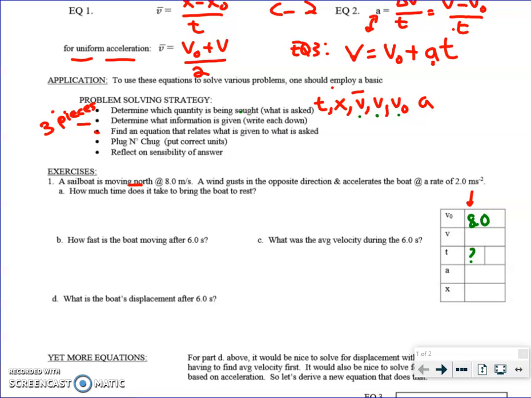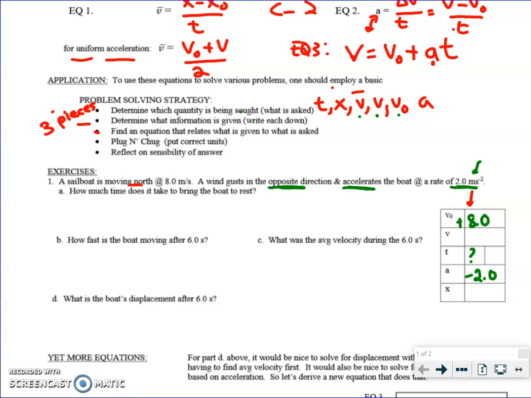A wind gusts in the opposite direction and accelerates it at a rate of 2 meters per second squared. So that should be pretty clear, and the units are, again, a clue. That's our acceleration. But the opposite direction we have to be careful of. Opposite direction means that it's negative. If our initial velocity was positive, then our acceleration is -2. And that's an easy mistake or thing to overlook. So we've got 2 pieces of information.